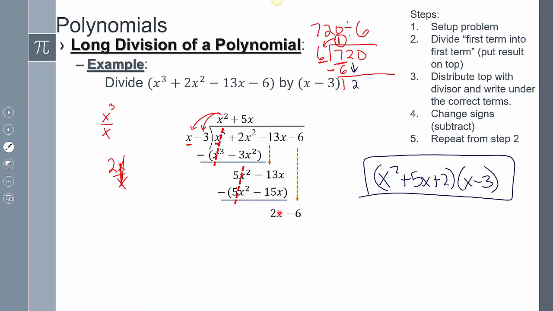Bring down the next value, repeat from step 2. X goes into 2x 2 times. 2 times x is 2x. 2 times negative 6 is negative 6. Subtract. And so that's going to give me a 0. And so interpreting my answer, this value here, that times this, I have divided my polynomial.